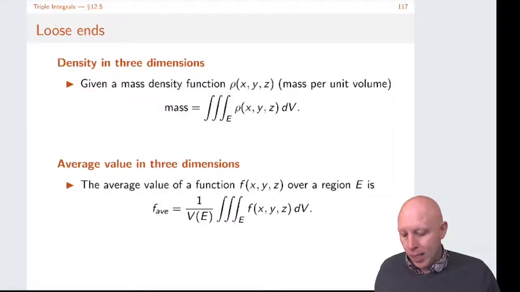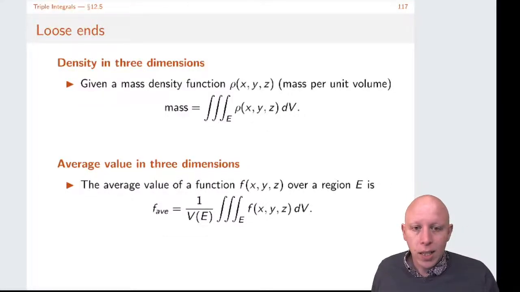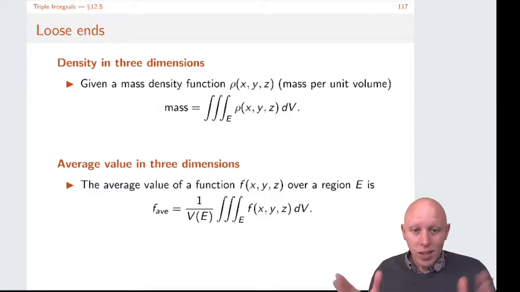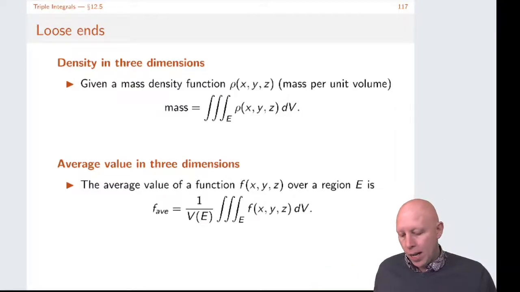Hi, welcome back. We just have a few loose ends to tie up about triple integrals. So this could be considered applications of triple integrals.